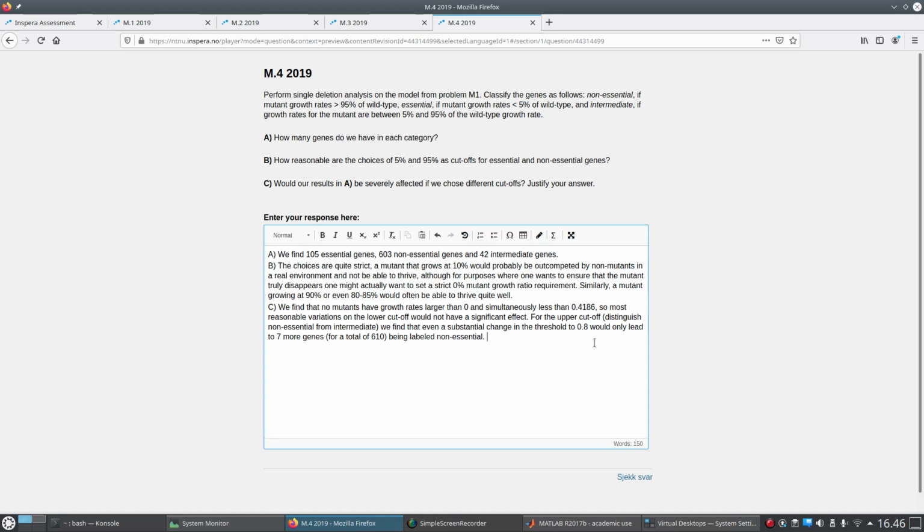It's a 1% change in the number of essential genes. So we can be quite comfortable with the choice of 5% and 95% as cutoffs, as even moderate to large changes in thresholds has a reasonably small effect on the number of genes in each category.